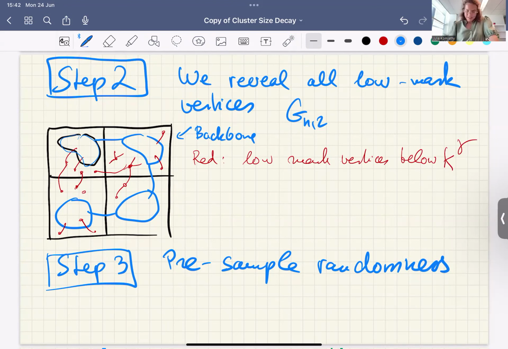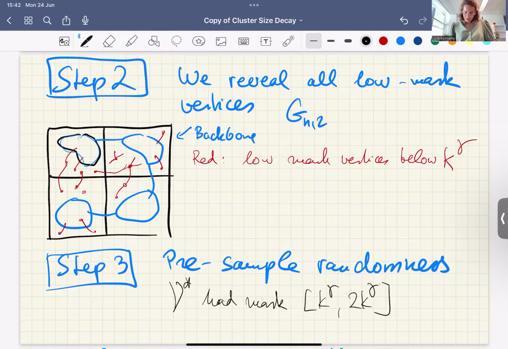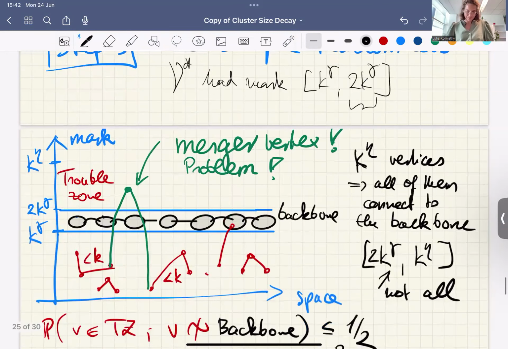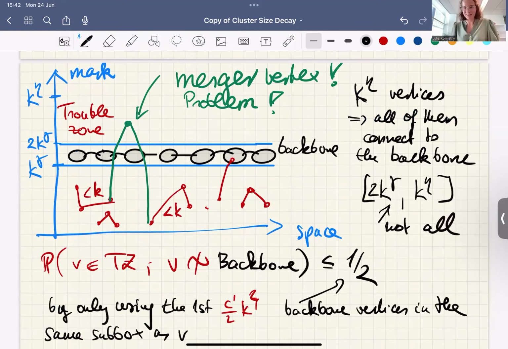Okay. So now we still haven't revealed vertices with mark above k to the gamma. So the star vertices had mark, which I used all of them to build the backbone, between k to the gamma and 2k to the gamma. And what happens above this? So if you have higher mark, well, the problem is that not every vertex above this mark connects to the backbone. So there are vertices, I call it the trouble zone. So k to the eta is the mark which is minimally necessary so that all of those vertices connect to the backbone. Unfortunately, this trouble zone is not empty. So if you have a vertex here, it can happen that it just doesn't connect to the backbone.